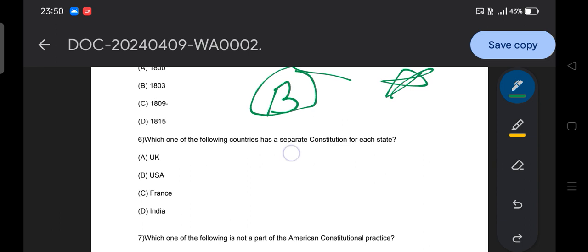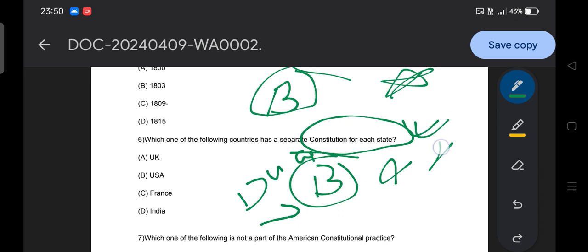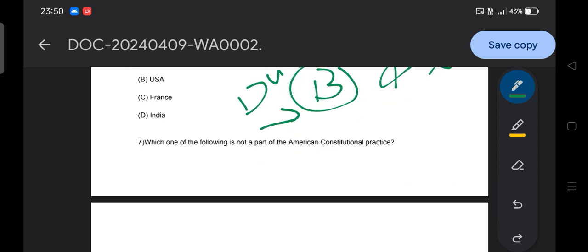Which of the following countries has a separate constitution for each state? Okay, obviously its answer is USA, because in USA there is a dual constitution and dual citizenship. That's why the USA states and the USA center are so strong, because they have a different kind of federal structure. Okay, that is how unique it is. We remember from here that we need to focus on unique things, be it USA, China, UK, Switzerland. Okay, that we need to remember. Moving to the next question.